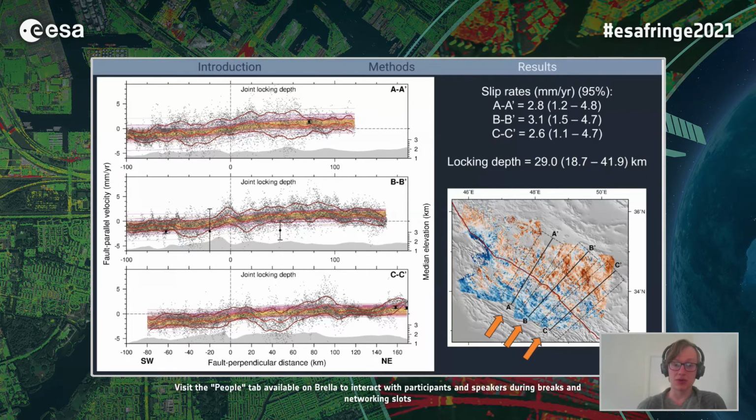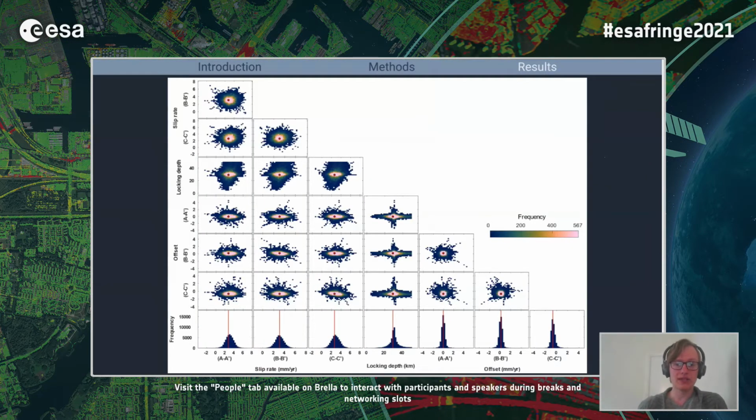If we look at this in the posterior as well, we can see that the locking depth, which I'll draw you to here in the red box, is better constrained than the previous ones. We have a distinct upper and lower bound, although there is quite a bit of kurtosis on this distribution, so it has quite long tails.